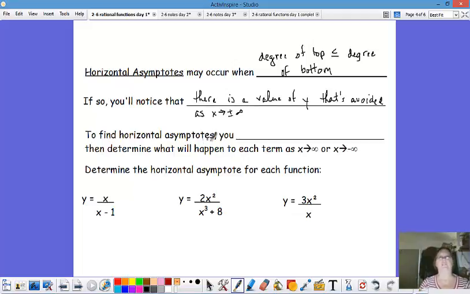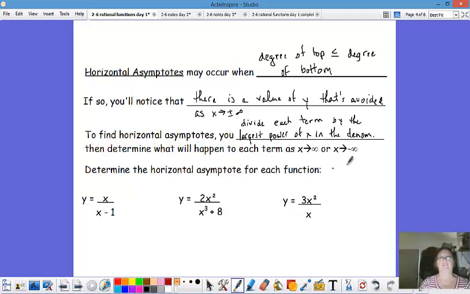To find horizontal asymptotes, this is what you do, and this is going to sound weird, but we'll see it in a moment. You divide each term by the largest power of x in the denominator. Sorry, it takes me a long time to write that. You divide each term by the largest power of x in the denominator, and then determine what will happen to each term as x gets really big or as x gets really small.